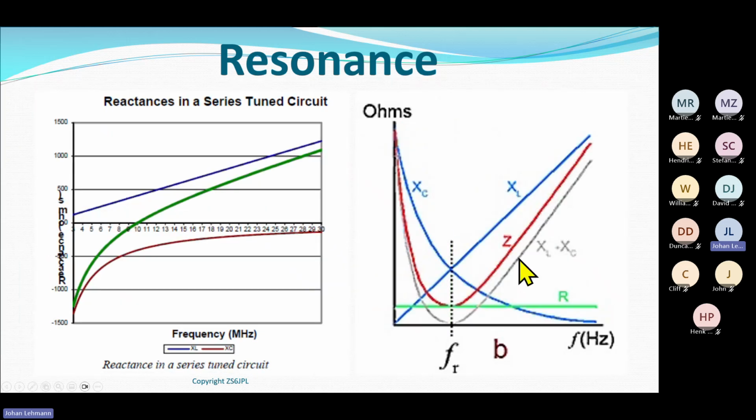Sorry, let's go back there. Okay, so that's just another form of representing what I'm trying to explain to you. When we get to resonance, XL and XC are the same, and the result is equal to the resistance. If we didn't have a resistance, in other words, if we lived in a perfect world, we would have been on this gray line. So in other words, it would have been 0. But unfortunately, it's not a perfect world.